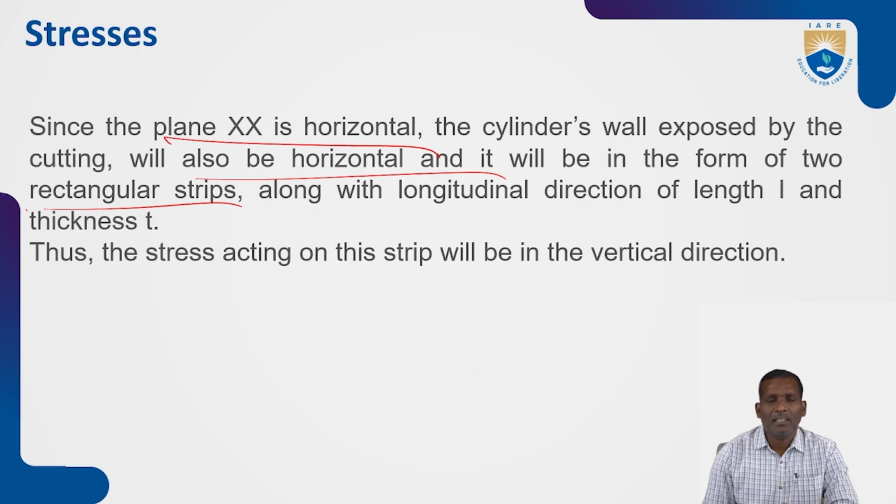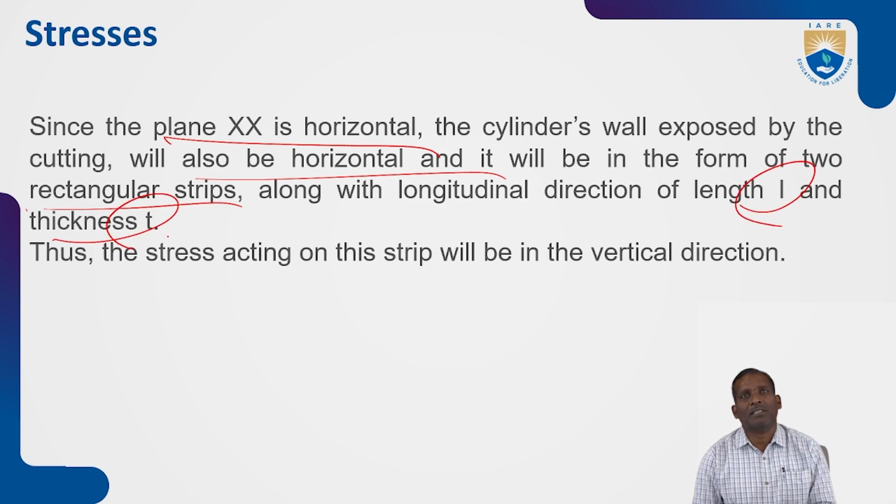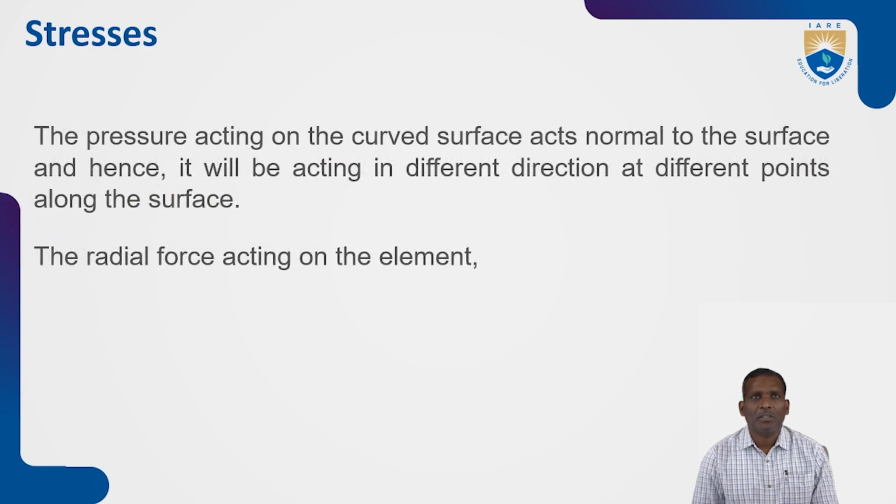The length of the strip is L, and the thickness is t. So the stress acting on this strip will be in the vertical direction. The pressure acting on the curved surface acts normal to the surface, and it will be acting in different directions at different points along the surface.